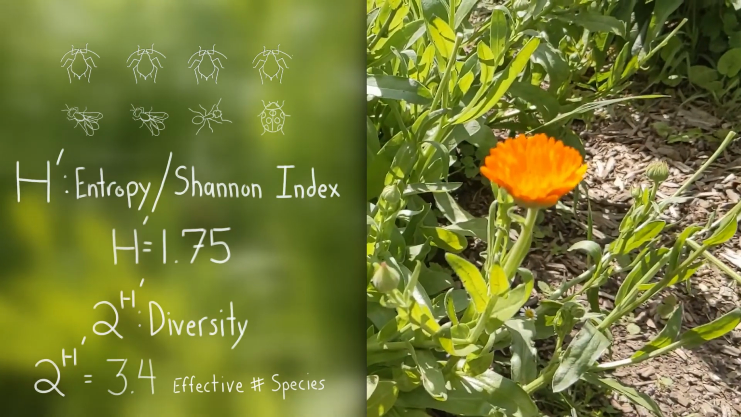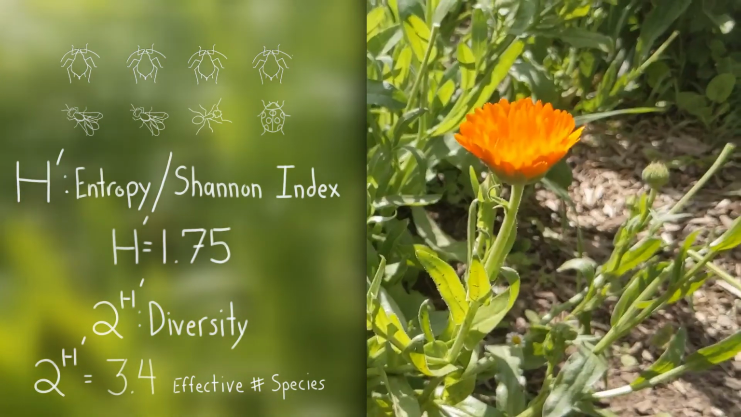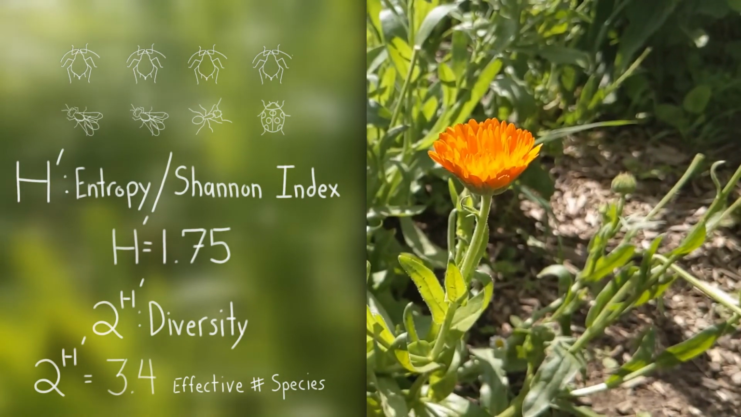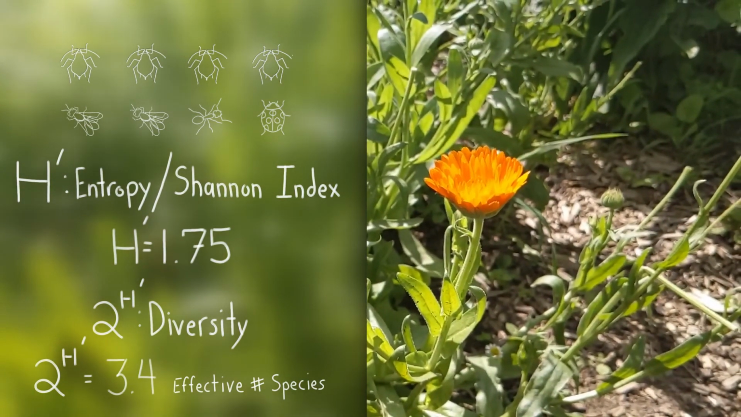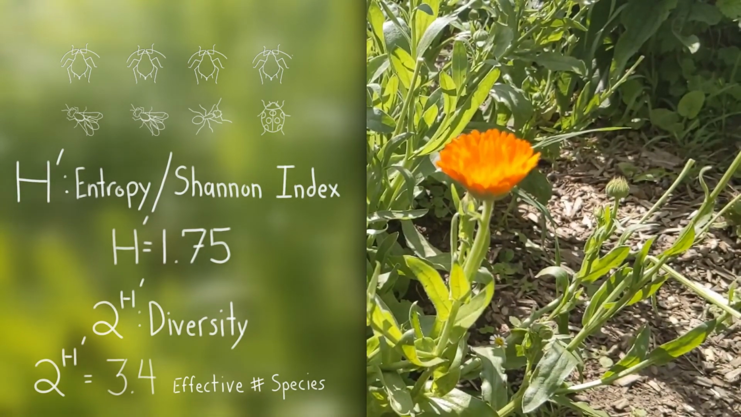Sure, there are 4 bug types, but because there's so many aphids and relatively fewer of the others, it's kinda like there are 3.4 bug types. Ultimately, it can now be compared to other systems of any size that have been measured and transformed in the same way. So one last little math note.